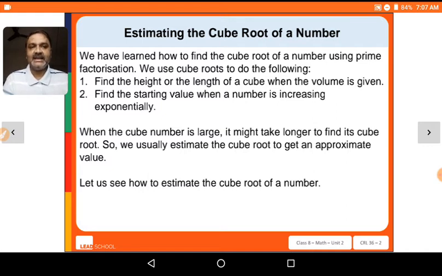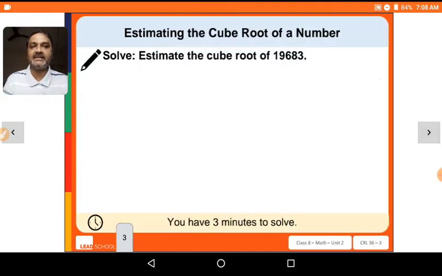So we usually estimate the cube roots to get an approximate value. Let us see how to estimate the cube roots of a number. When the number is so big that we can't handle it and convert it into prime factorization, at that time we have to use another method, that is estimating the cube root of a number. Estimate the cube root of 19683.